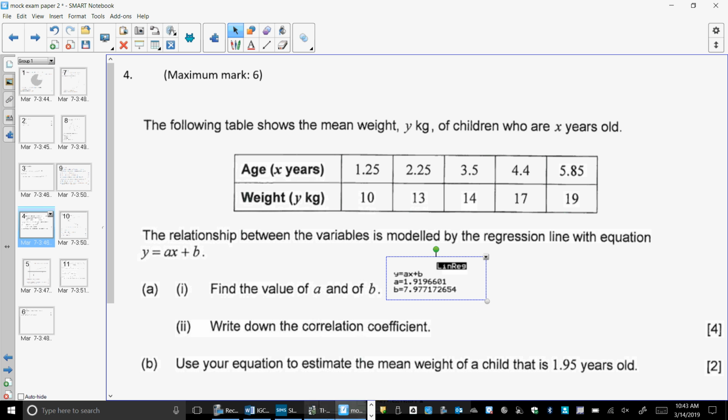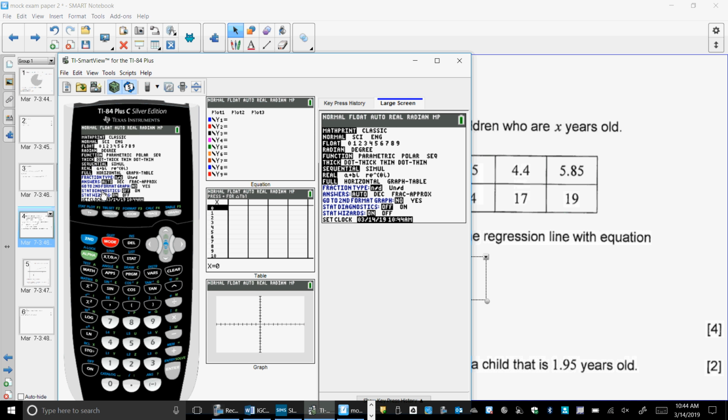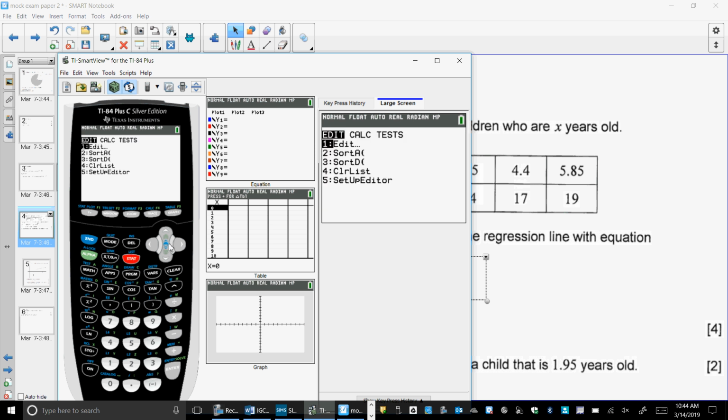Now, correlation coefficient. It should actually come up here, but if we go into our mode, you will see that our stat diagnostics is off. If you have a situation in the exam, you just need to go down to the stat diagnostic and turn it on. Quit. Go back to that same thing, so calc, LinReg, and now it's actually giving us the correlation coefficient as well.